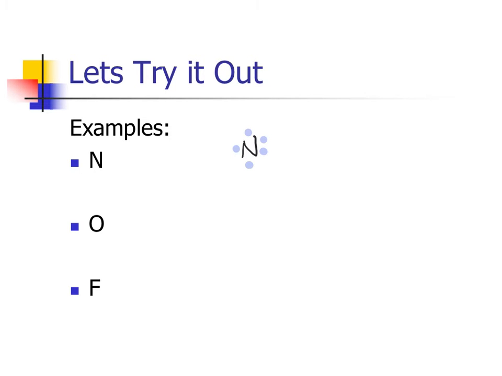For oxygen, it's going to be very similar. Nothing really changes much. Still oxygen, it's in group 16, therefore it's going to have 6 dots around it. And therefore we have it done that way.